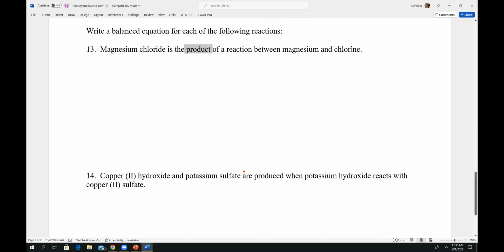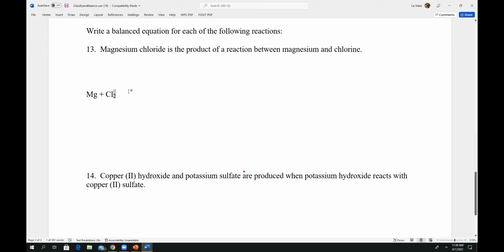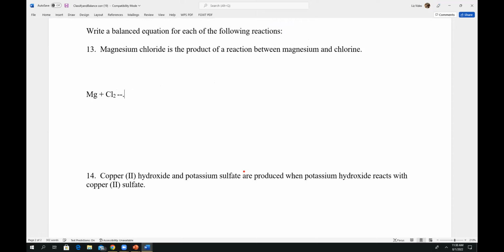So the actual reaction is magnesium and chlorine. Okay, so we got Mg plus, and the plus just means adds to, right? Chlorine, and remember chlorine is diatomic. So with this in mind, we need to remember that we have an arrow. And when I do arrows, I just put two like that, and it makes an arrow. And this is going to be MgCl2.